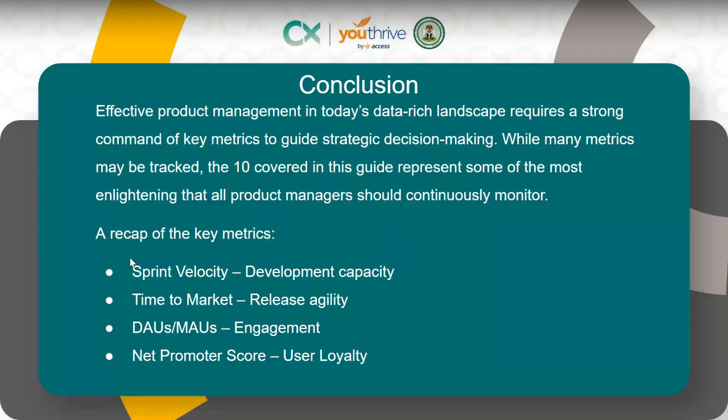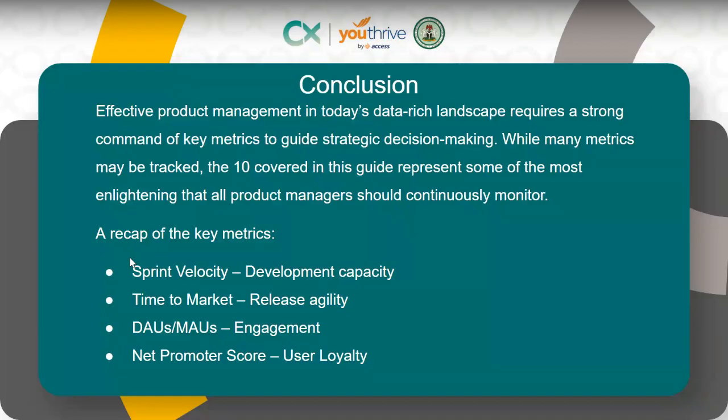We looked at sprint velocity, which is the development capacity. We looked at time to market, which is the release agility. All right, how quickly you're able to release a feature or a product to the market. We looked at daily and monthly active users, which is for engagement.